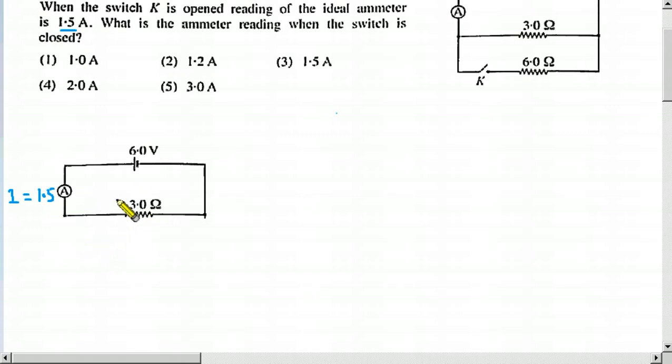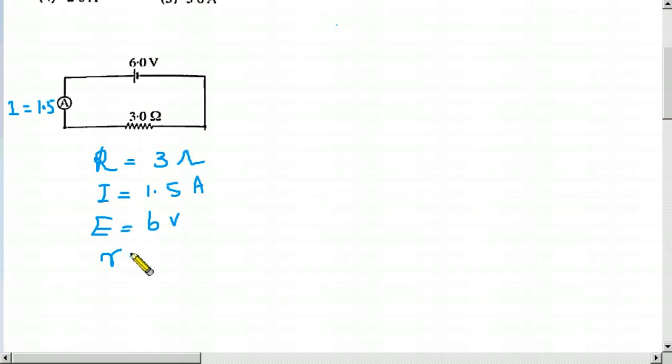So the current is going only through this external resistor, capital R equals what? 3 ohm. Capital R is 3 ohm, current is 1.5 ampere, capital E, the e.m.f., is 6 volt, then small r we don't know. That is what we have to find out. Small r we normally denote close to the cell. So let us use the equation E equals I times (R plus r).